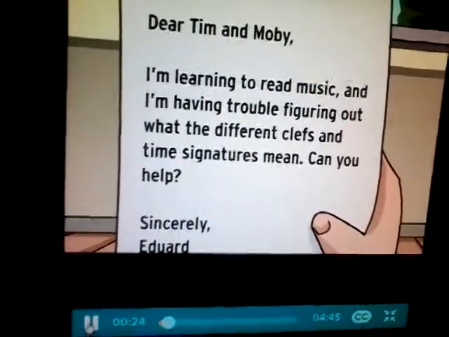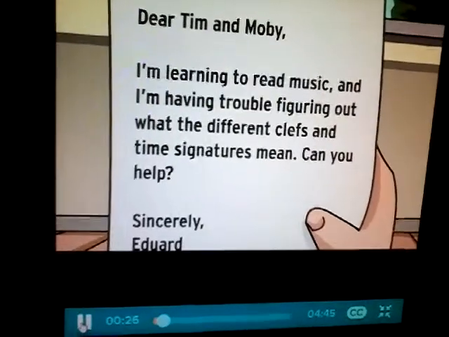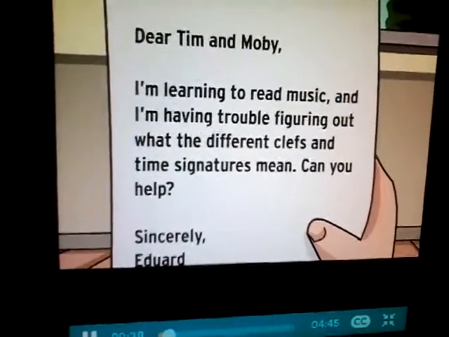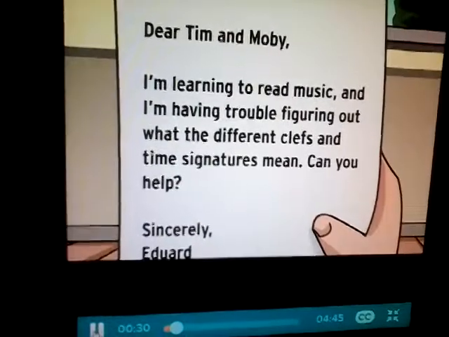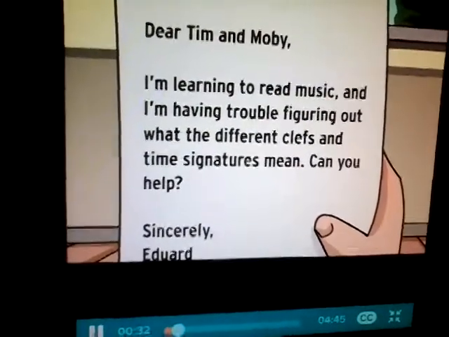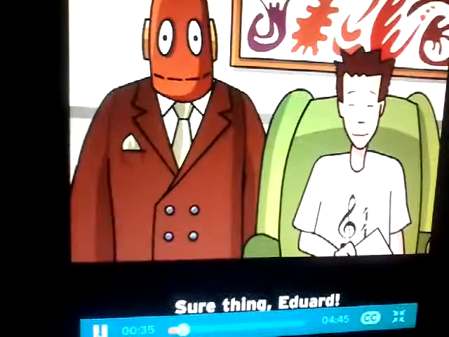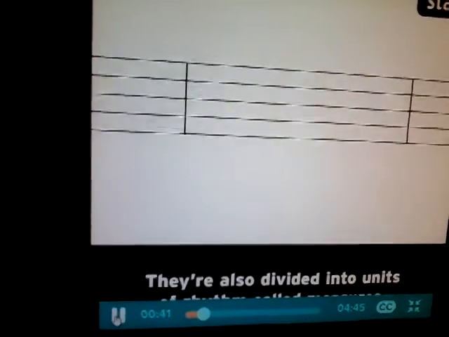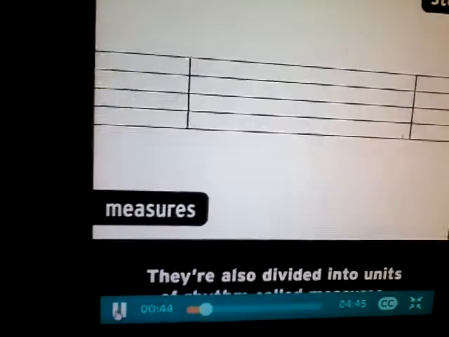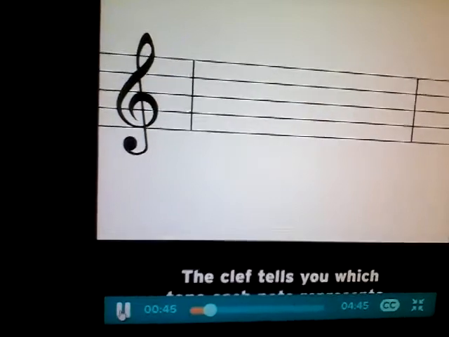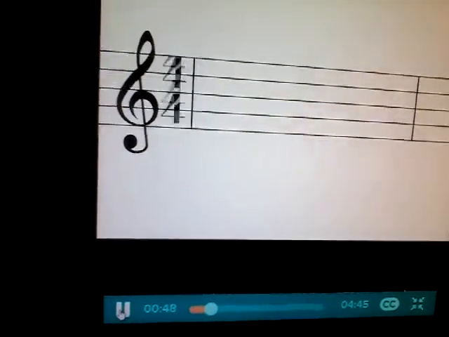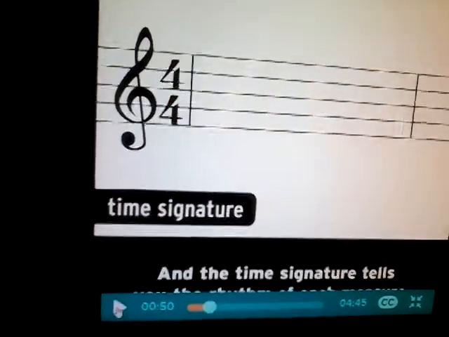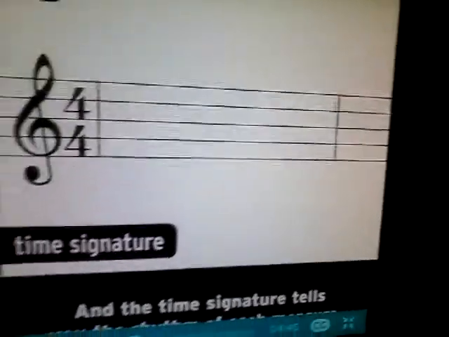Dear Tim and Moby, I'm learning to read music, and I'm having trouble figuring out what the different clefs and time signatures mean. Can you help? Sincerely, Edward. Sure thing, Edward. In written music, notes are placed along 5 parallel lines called the staff. They're also divided into units of rhythm called measures. The clef tells you which tone each note represents, and the time signature tells you the rhythm of each measure. Oh yeah, that's 4/4.